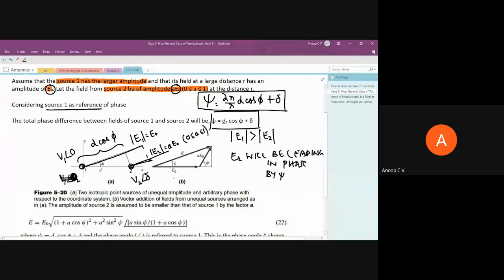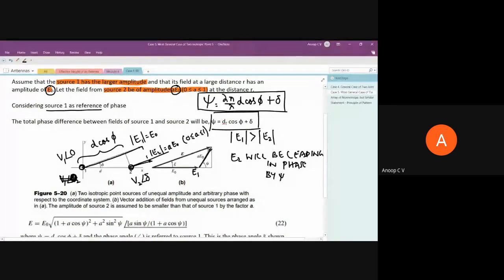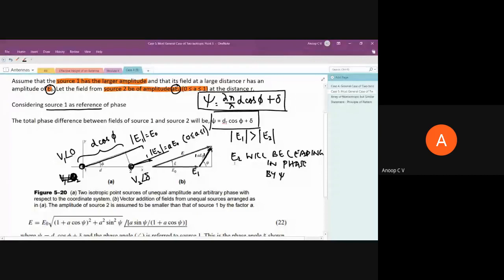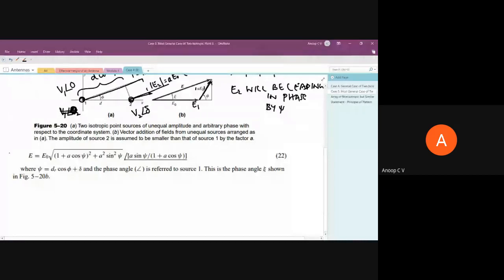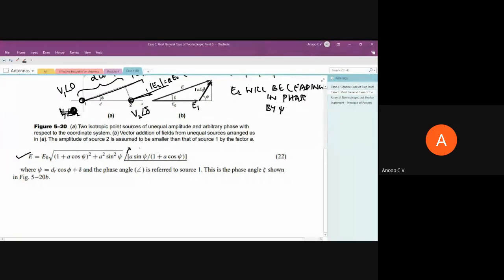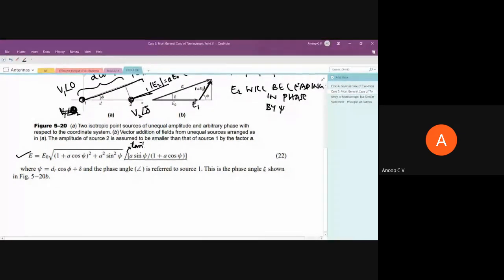I can draw this: this phasor is E1 whose magnitude is E0, and this is E2 whose magnitude is A E0. In this case, we can represent the resultant field like this. I have taken it from the soft copy of the textbook, thanks to Pritish. Please remember there is a tan inverse missing in the soft copy of your textbook. It is tan inverse of A sin psi by 1 plus A cos psi. So this is the final expression.